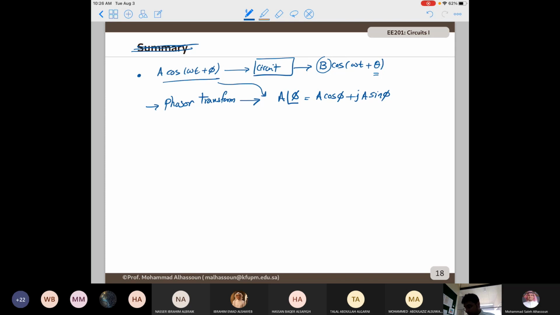This is going to be the first step: we take our sources, the voltage and current sources, and turn them into phasors. There is a missing step here: we need to write the frequency domain representation of our circuit elements.